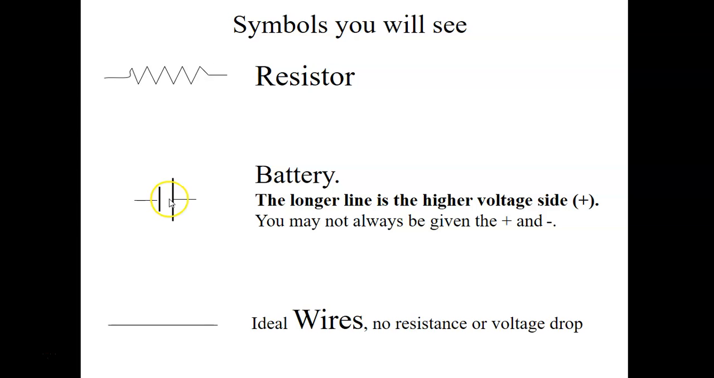Two parallel lines, one longer than the other, represents a battery, and the lines are perpendicular to the wires. The longer line is the higher voltage positive side, and then just a regular line represents an ideal wire, meaning there's no resistance, no energy or voltage drop. Okay.